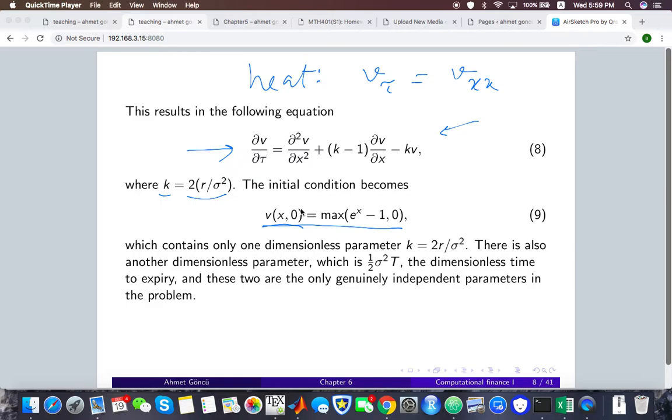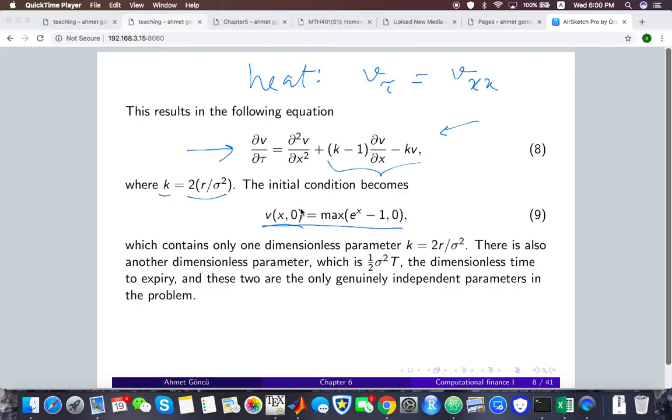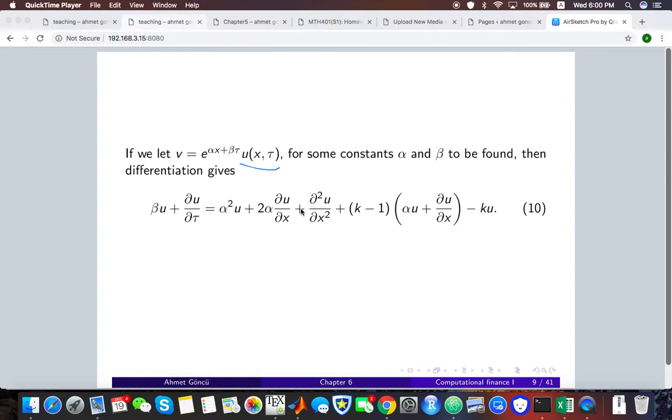So what was the extra term? We have this additional term here. In order to get rid of it, we need to do one more transformation. We let v be equal to e to the power alpha x plus beta tau, times another function u. Eventually, instead of v, we will use this u, and for u we will get exactly the heat equation.